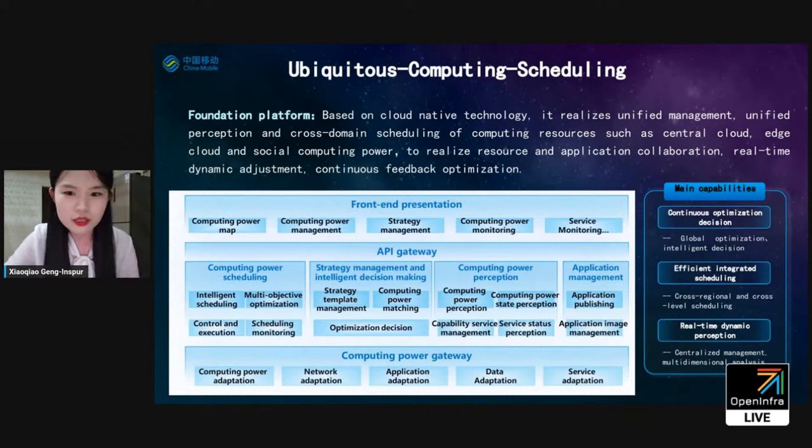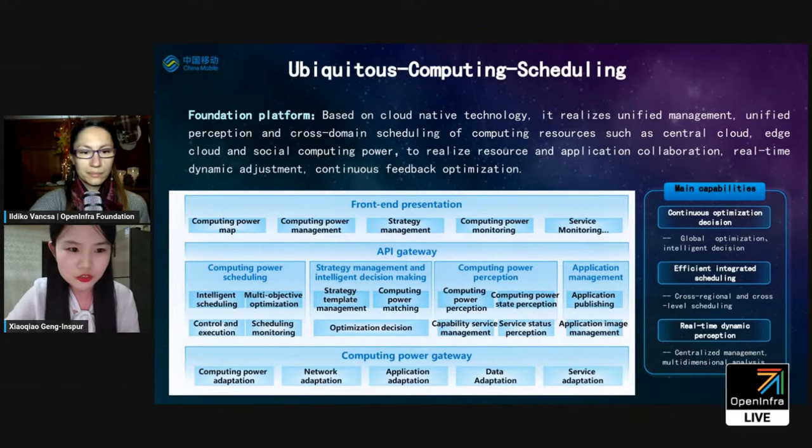We can see from the structure of the platform that, firstly, the perception module mainly acquires the operation status of the computing and network resources, as well as the user's business indicators. Secondly, the strategy optimization module combines business rules and optimization algorithms to generate the optimal scheduling strategies of the resources. Thirdly, the scheduling module carries out specific scheduling management and execution. This is the main structure of the ubiquitous computing scheduling platform, and we have already completed some design and development work. That's all. Thank you.